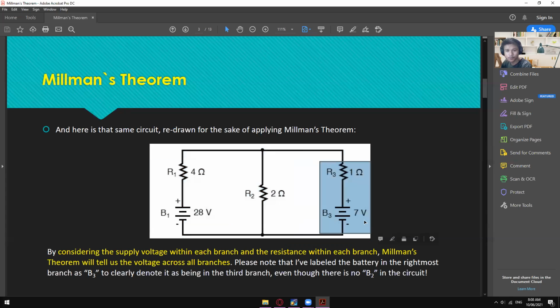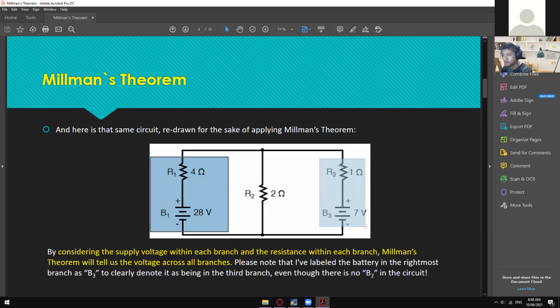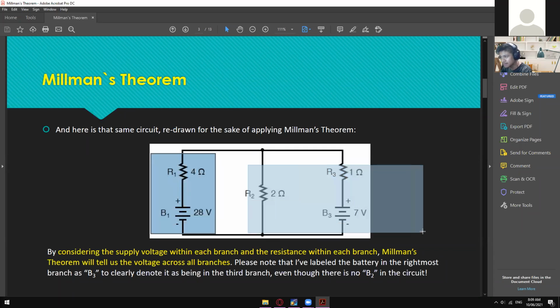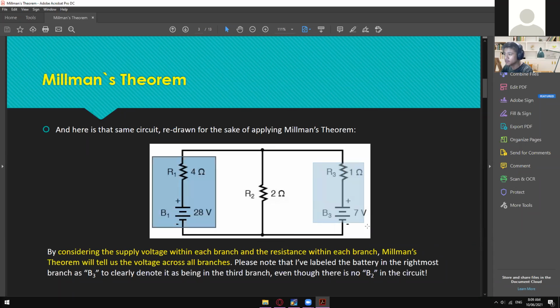You can have just two voltage sources, or two branches to be exact, like this one and this one. But if you only have one branch, and the others are just resistors, then you cannot apply Millman's theorem. You must at least have two parallel branches which meet the condition, wherein we have the voltage source and then the resistance. Take note: by considering the supply voltage within each branch and the resistance within each branch, Millman's theorem will tell us the voltage across all branches.